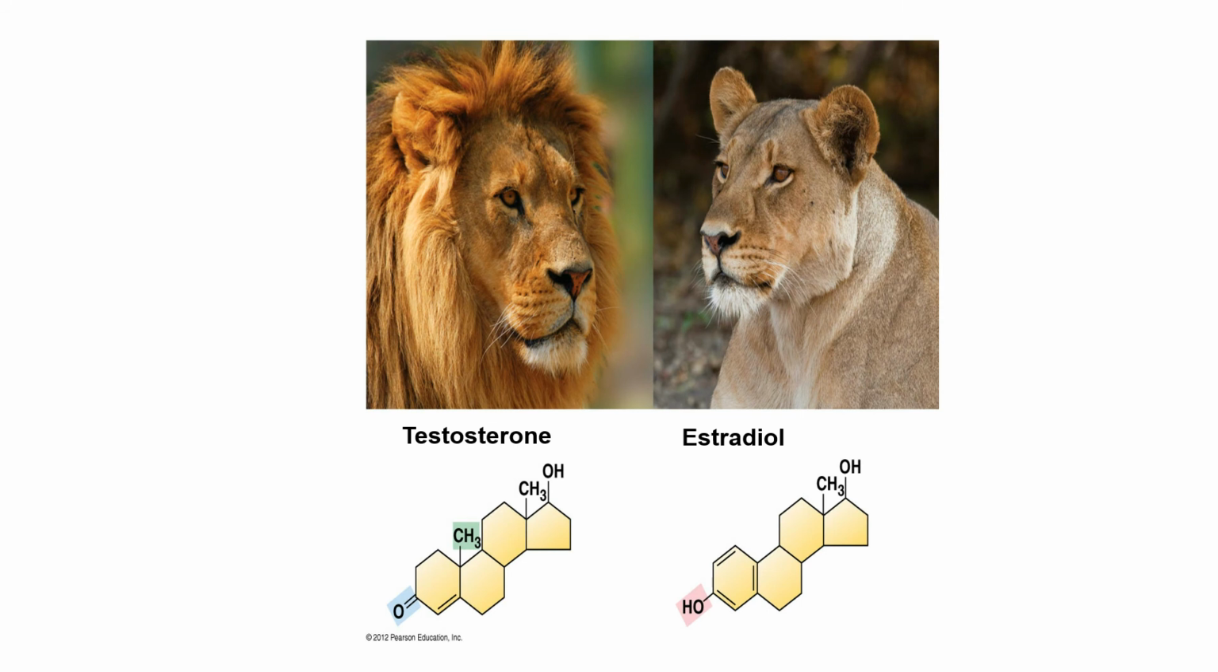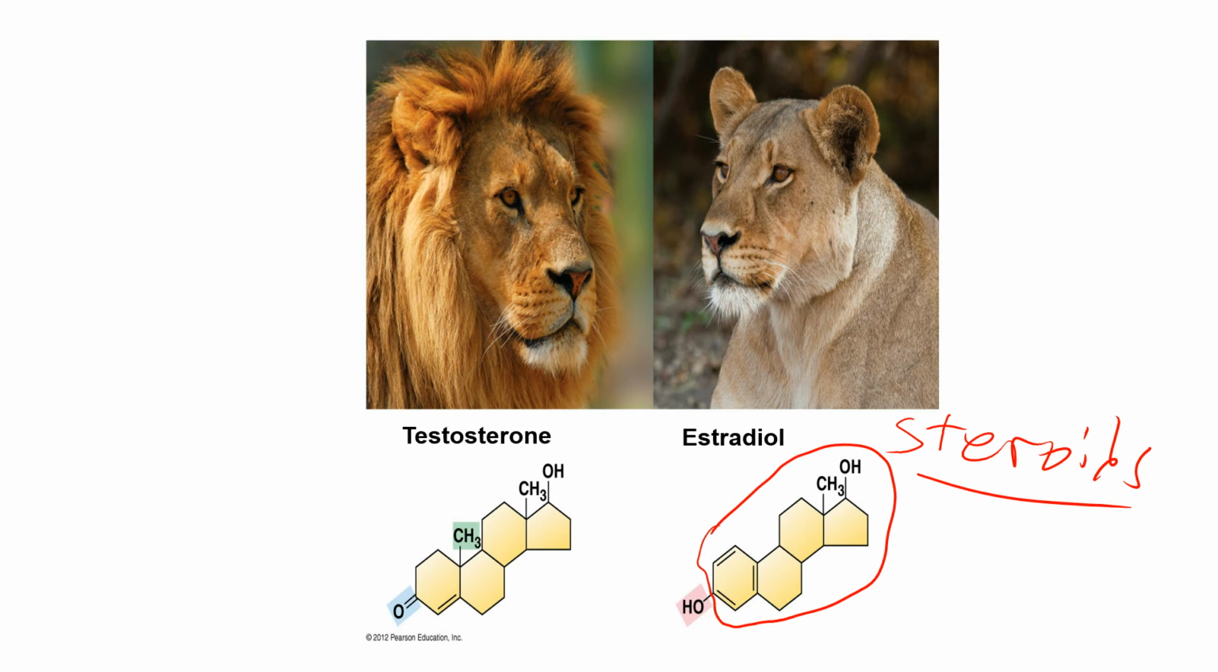Now, why am I spending so much time going over functional groups? Well, when you look at a functional group, they are going to have a profound effect on the overall properties of that biological molecule. So here you have two hormones, testosterone and estradiol. Both of these molecules are what we call steroids. Steroids have this very characteristic four-ring structure. You notice that they have the same basic structure.